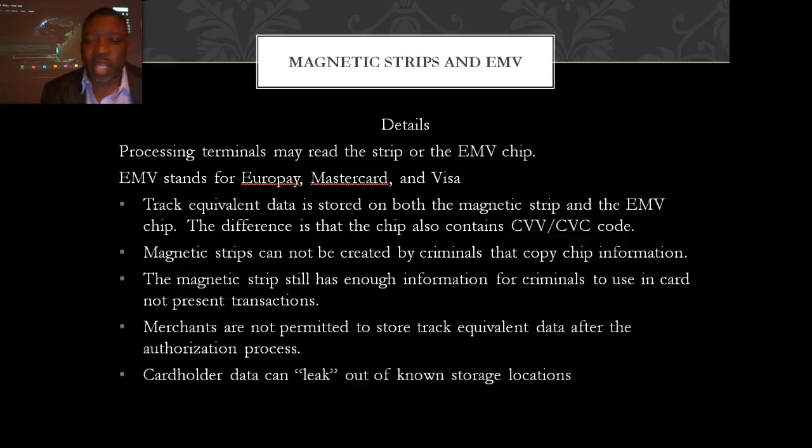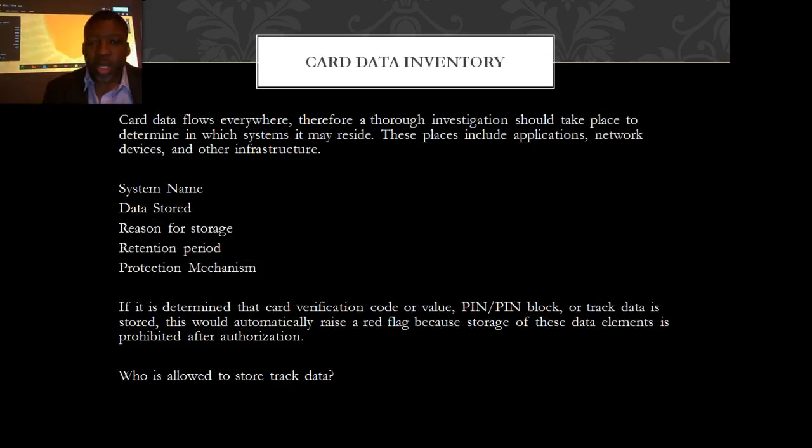Cardholder data can leak out of known storage locations and also unknown storage locations. So it's important to find out where that cardholder data resides. Sometimes it's in places you wouldn't think it is. So, card data inventory. I'm going to try and fly through these slides. Basically, in my study, these are the things that are the most important things as relates to our objectives. So card data flows everywhere, therefore a thorough investigation should take place to determine in which systems it resides.